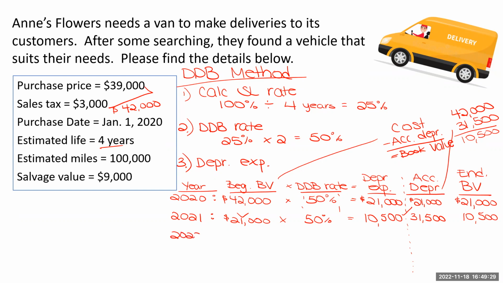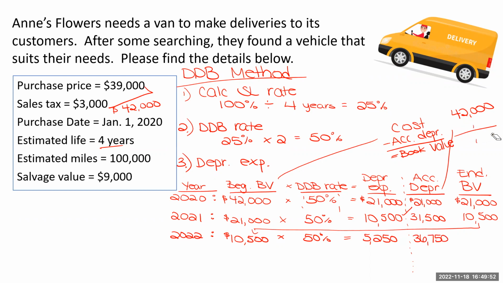Let's keep going because this is a challenging method, so the more practice, the better. Plus, I warned you that it can be complex, and so I want to illustrate that for you. 10,500, rate doesn't change, 50% equals 5,250. Now my accumulated depreciation is 36,750, and my ending book value goes down to 5,250.